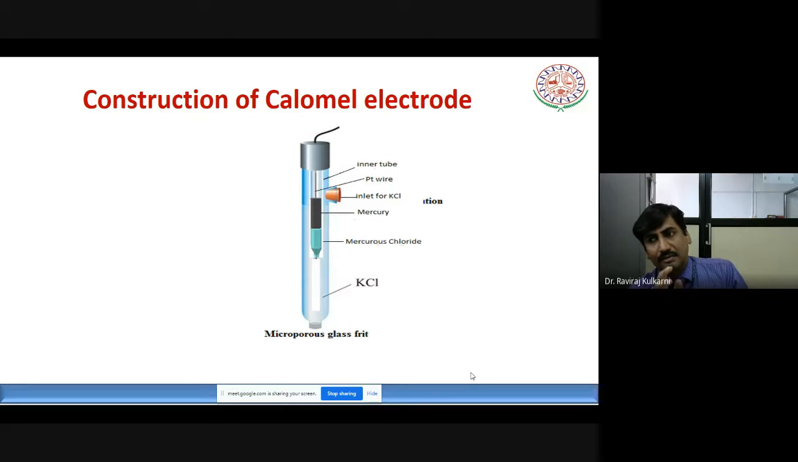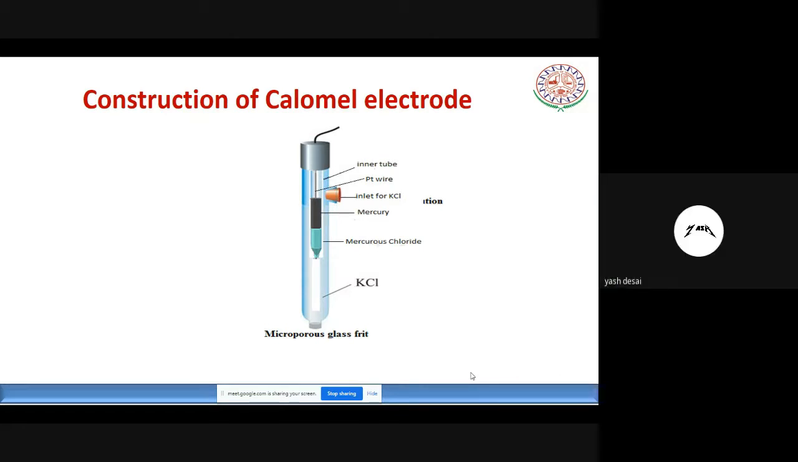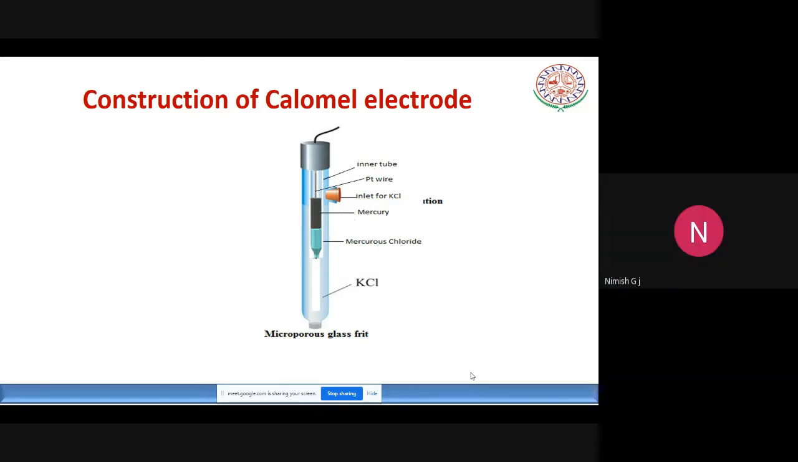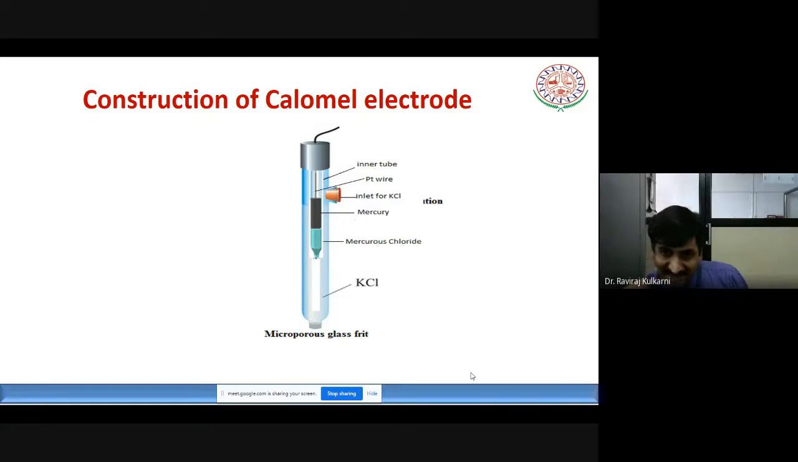What kind of electrode is this? Calomel electrode, but what type of electrode? You've studied different types of electrodes, right? A reference electrode. Yes, a secondary reference electrode, but among the different types of electrodes we discussed, metal ion electrode, this is a metal insoluble salt type of electrode. Mercury is in contact with its insoluble salt. Mercurous chloride is not soluble in water, and that is in contact with KCl solution. Is that clear to you?